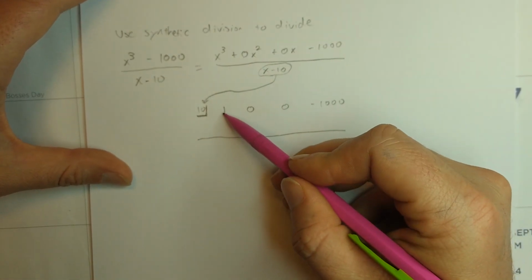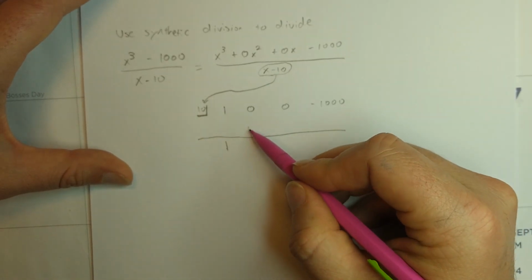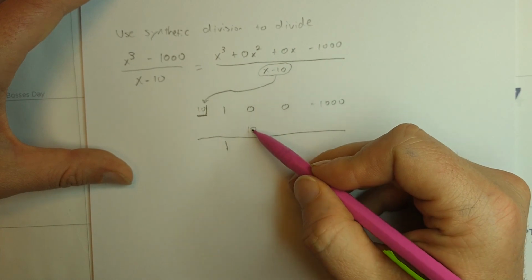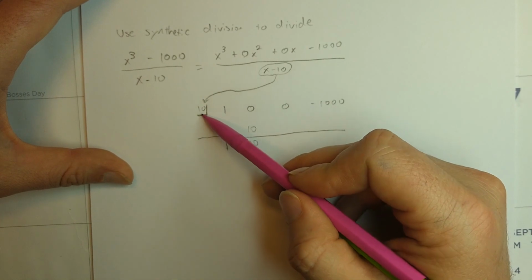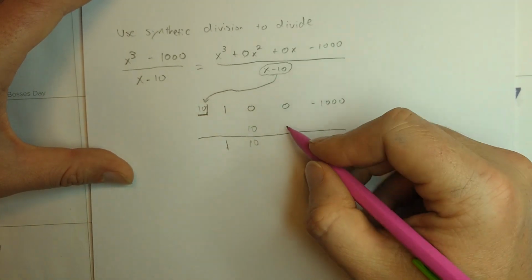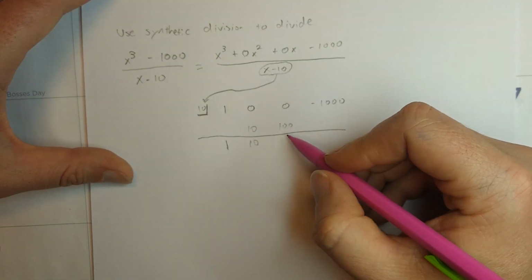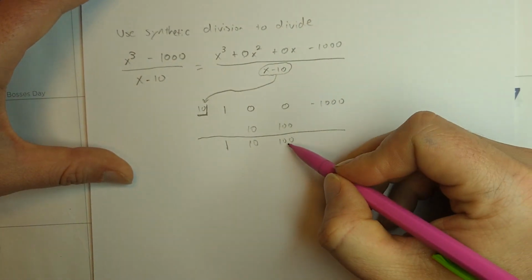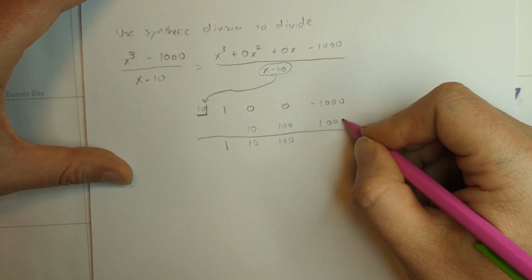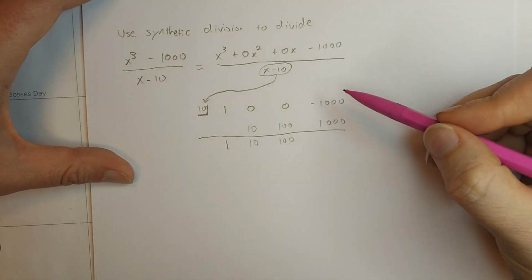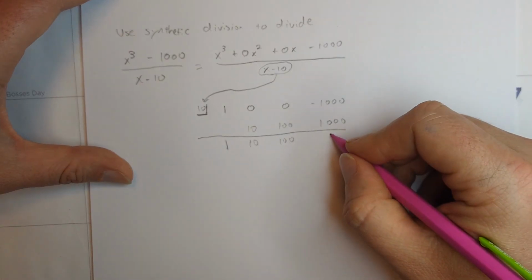So I'd start by carrying down my 1, and then I multiply that 1 by 10. Then I add 0 to 10. I take my 10, multiply it by this 10 up here in the corner to get 100. I add again, 0 plus 100 is 100. And then I multiply 100 by my 10 one last time. So in this case, minus 1,000 plus 1,000 gives us 0.